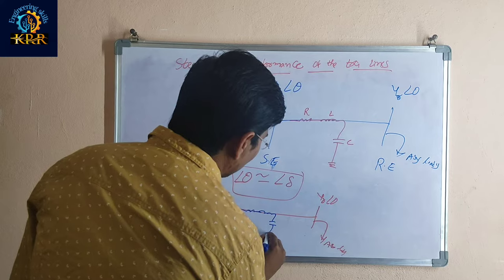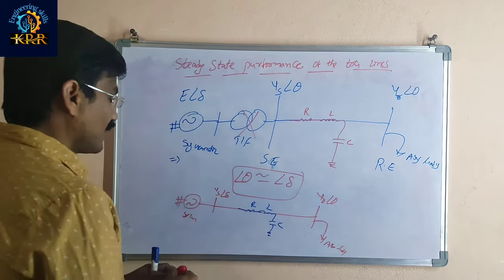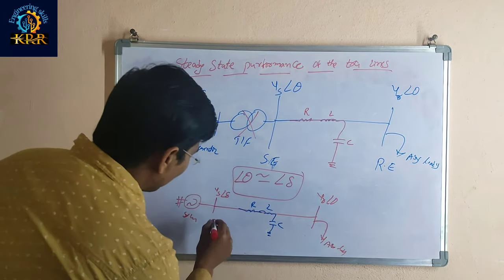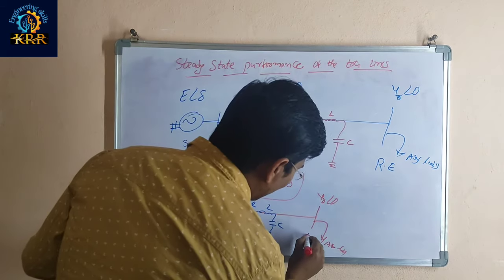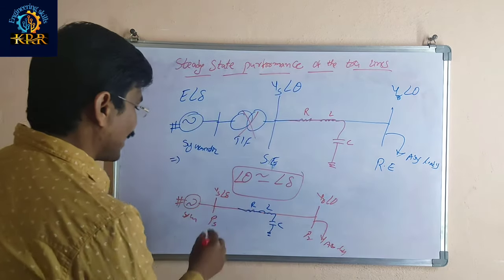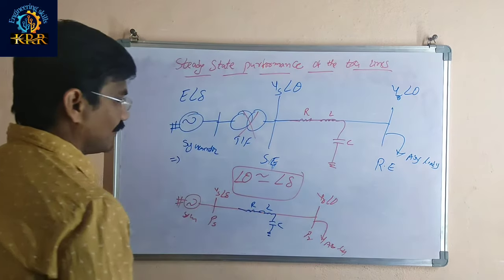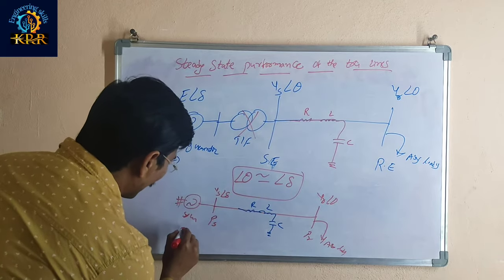This is the transmission line. The same transmission line has some constants: capacitor, inductor, resistor. These constants are available. Here is the sending end power, and this is the receiving end active power. This side is the known things.